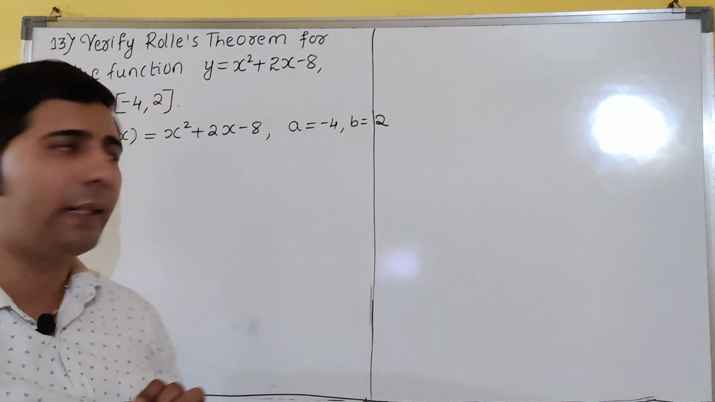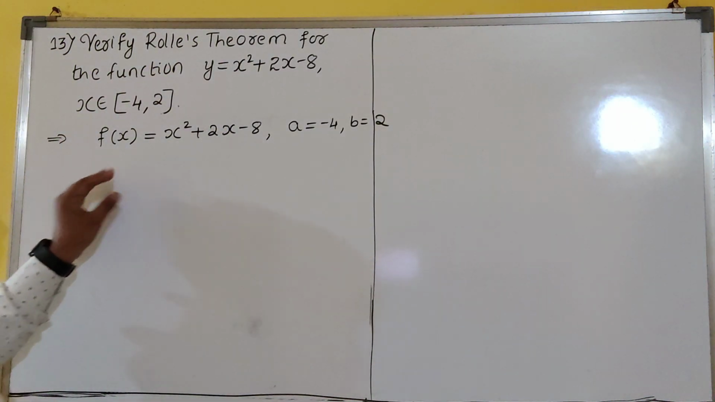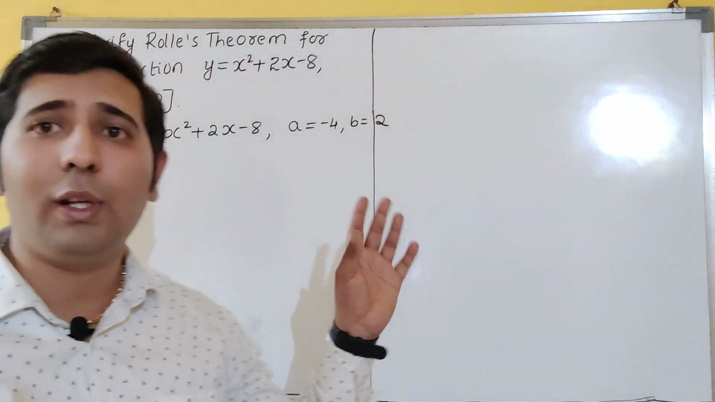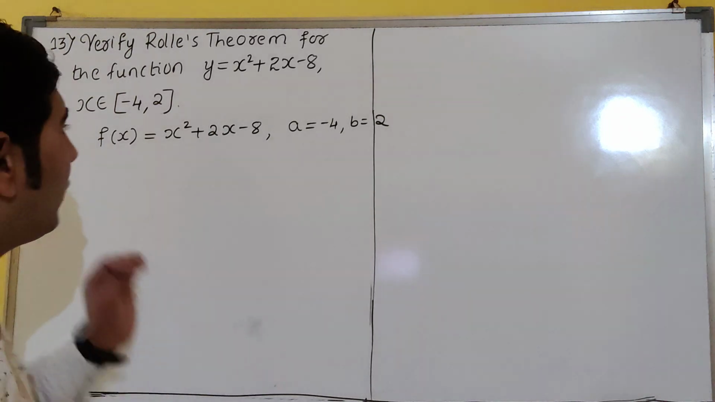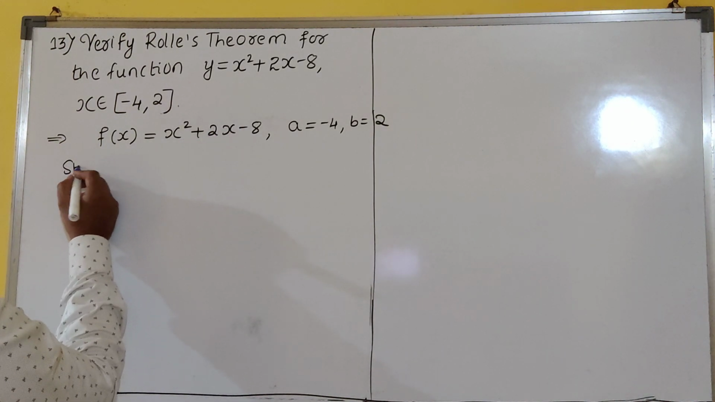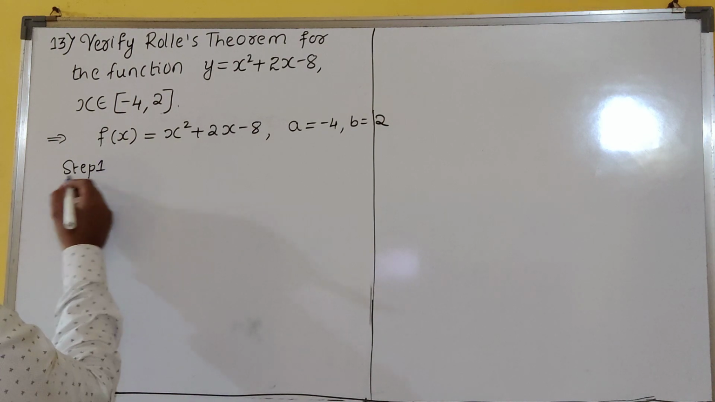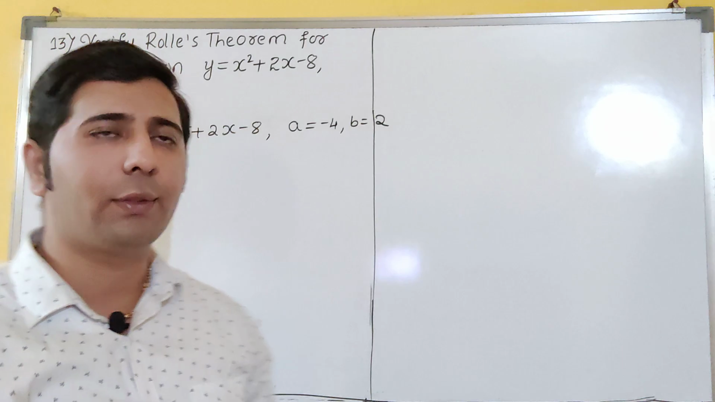So now how to verify Rolle's theorem? So now you have to find here c value. That c value will always lie between minus 4 and 2. Correct? So then how to find your c? So now step 1. We are making the answer stepwise. Step 1, you see.